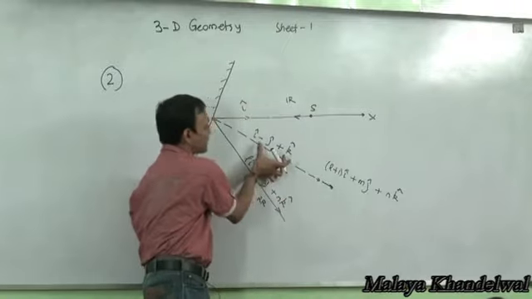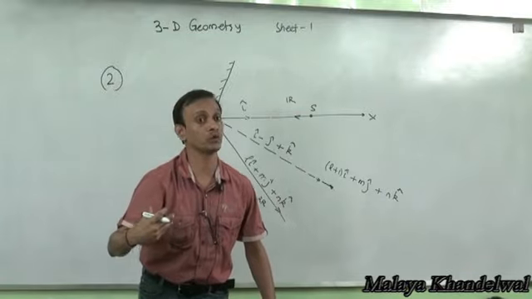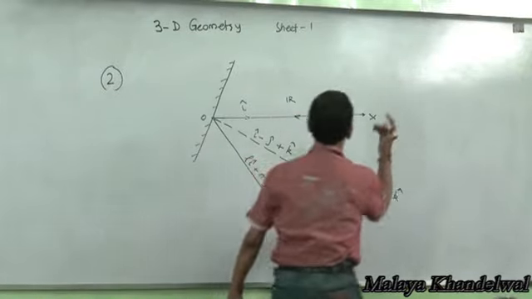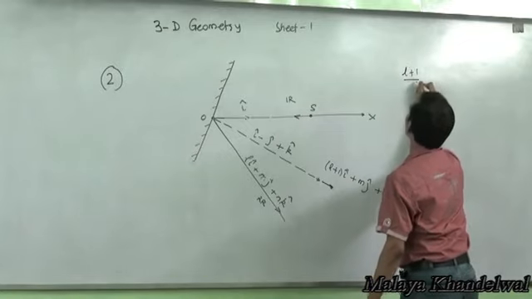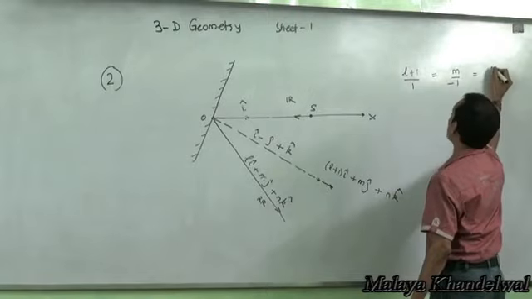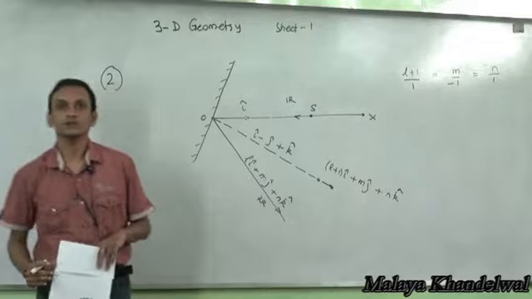So if this vector is parallel to this vector, their corresponding i, j, k coefficients must be proportional. That means (L plus 1) by 1 must equal M by minus 1, which must equal N by 1. How about it? Yes or no?